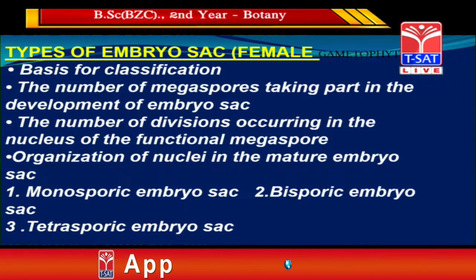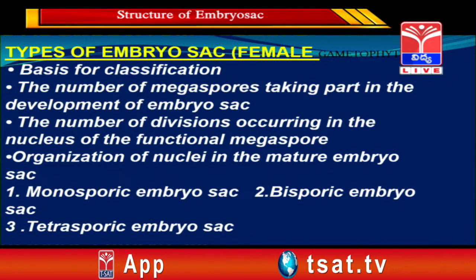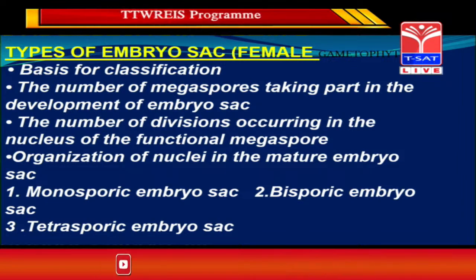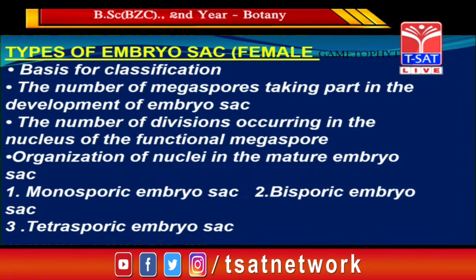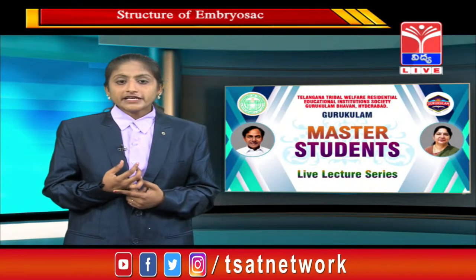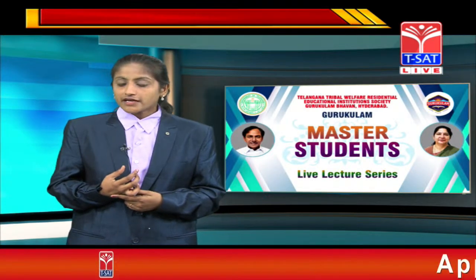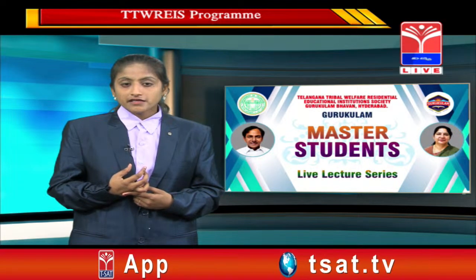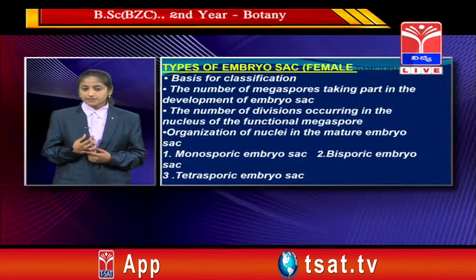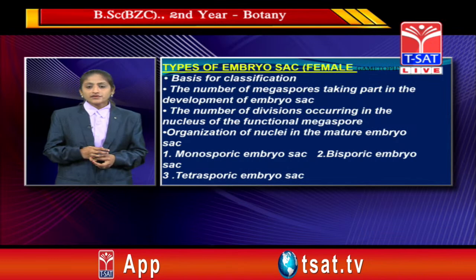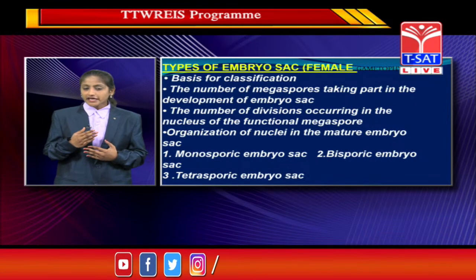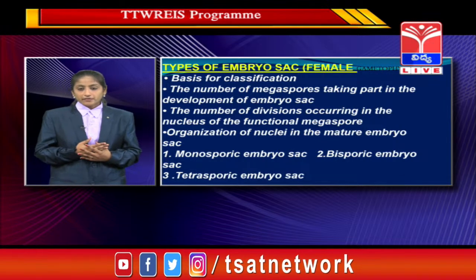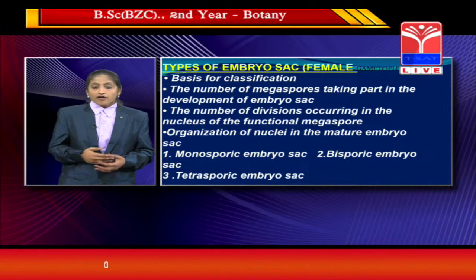Now coming to the last topic, types of embryo sac or female gametophyte. According to Panchanan Maheshwari, the female gametophyte has a 7-celled and 8-nucleated structure. The types are based on the number of megaspores taking part in the development of the embryo sac, the number of divisions occurring in the nucleus of the functional megaspore, and the organization of nuclei in the mature embryo sac. Mainly the embryo sac has 3 types. They are monosporic embryo sac, bisporic embryo sac.